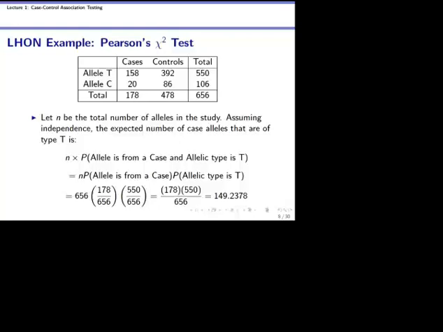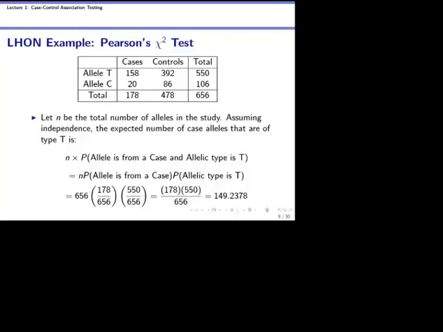So if the sample is n, the probability an allele is from the case and the allele is type T. What is this assumption making right here? How do I go from this step to this step? They're independent. So the probability an allele is from a case and the allele type is T is the probability an allele is from a case times the probability an allele is of type T. We're assuming independence here. That's the null hypothesis to go from here to here. What's the probability an allele is from a case? How many case alleles are there? Essentially, 178 of the alleles are from cases. What's the probability an allele is of type T? 500 over 656. So the expected number of case alleles of type T is 149.